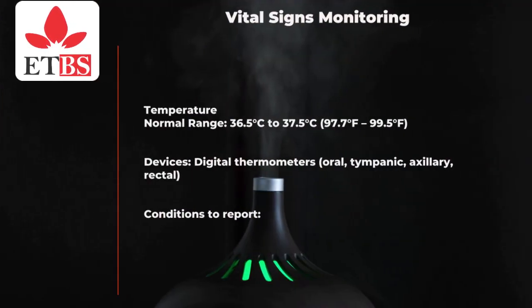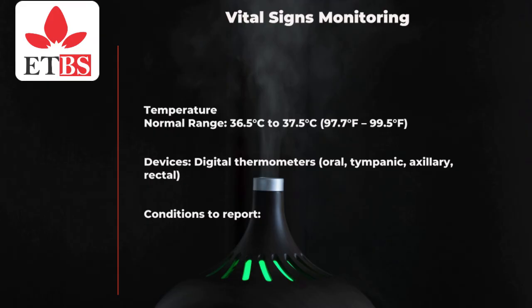Vital signs monitoring. Temperature. Normal range, 36.5 degrees Celsius to 37.5 degrees Celsius, 97.7 degrees Fahrenheit to 99.5 degrees Fahrenheit. Devices: digital thermometers, oral, tympanic, axillary, rectal. Conditions to report: fever, greater than 38 degrees Celsius, hypothermia, below 35 degrees Celsius. Pulse, heart rate, normal range, 60 to 100 beats per minute, adult.